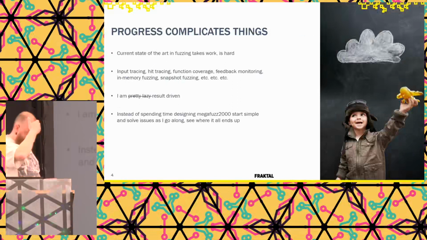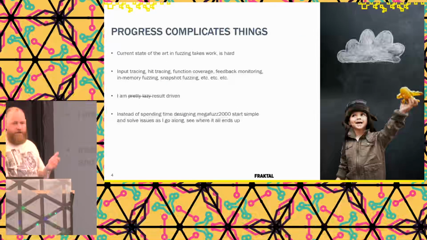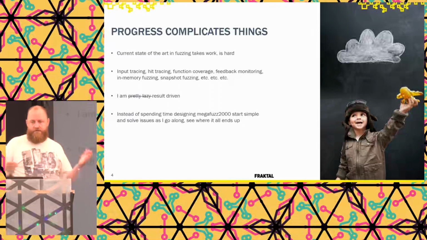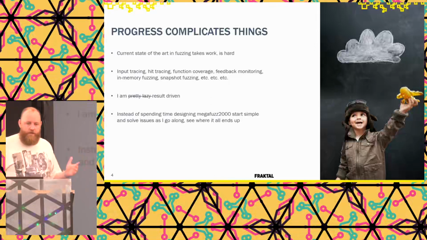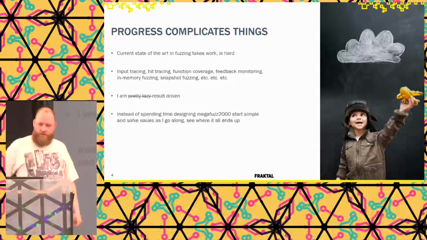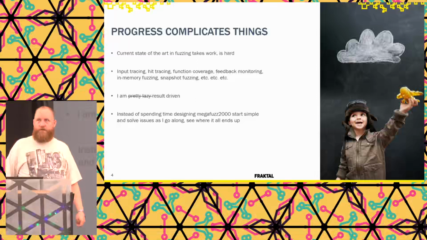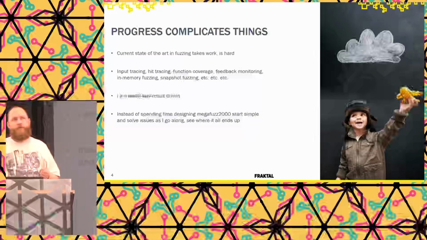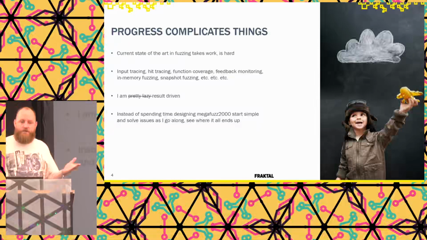So when we look at the current state of the art in fuzzing, and that of course means something like AFL, it's fantastic, but it also takes work, and it quickly becomes complicated, at least if you want to do things, let's say, as good as possible, right?